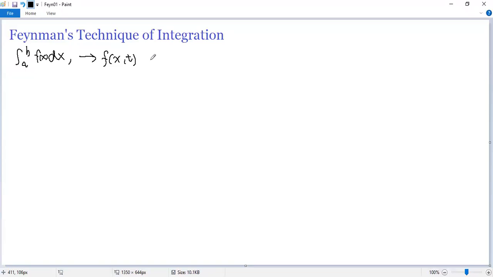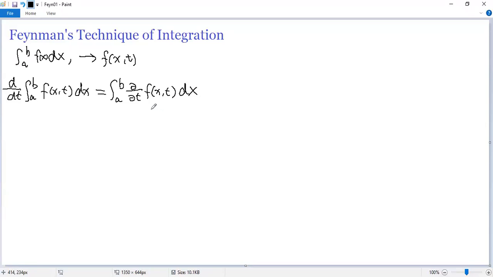Then we can use the rule called differentiation under the integral sign. It is d over dt integral from a to b of f(x, t) dx equals integral from a to b partial f over partial t of f(x, t) dx. We use partial derivative because the function has two variables, right? So we denote that as star. We do this in the hope the integral on the right side could be easier to integrate.